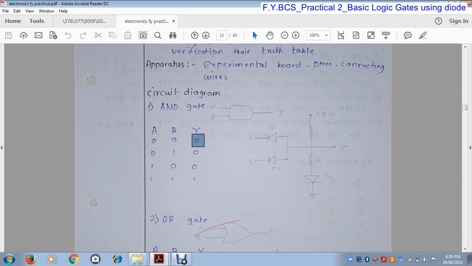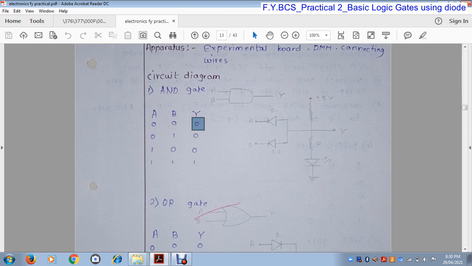So let's get back to the diodes. This is diode D1, this is the anode terminal, and this is the cathode terminal. The anode is positive and the cathode is negative, and we know that current flows from higher potential to lower potential. Here we apply a supply voltage.